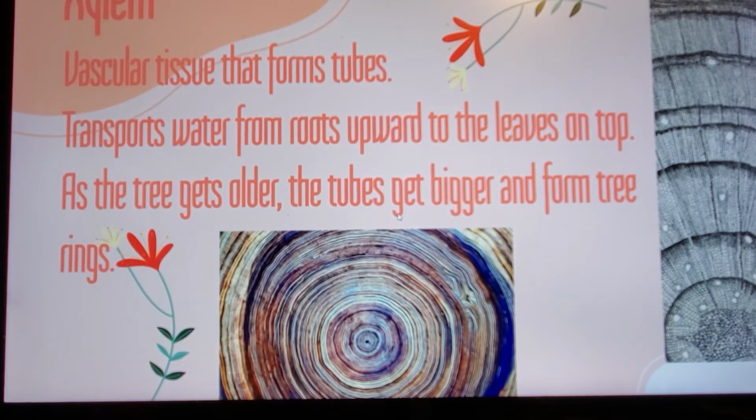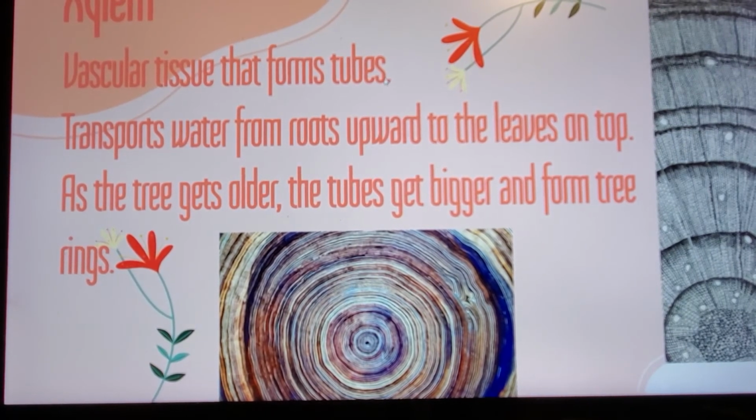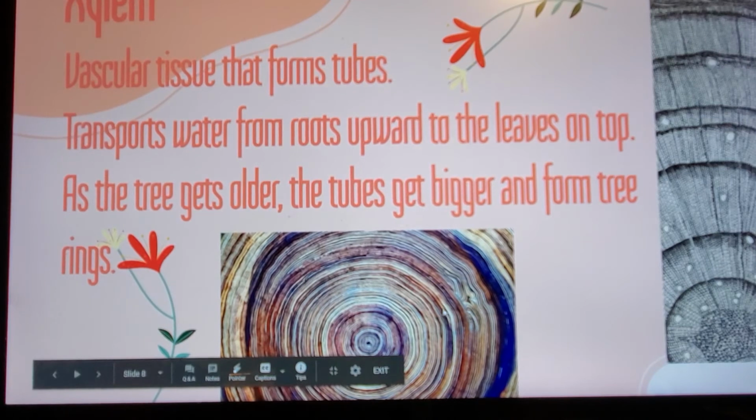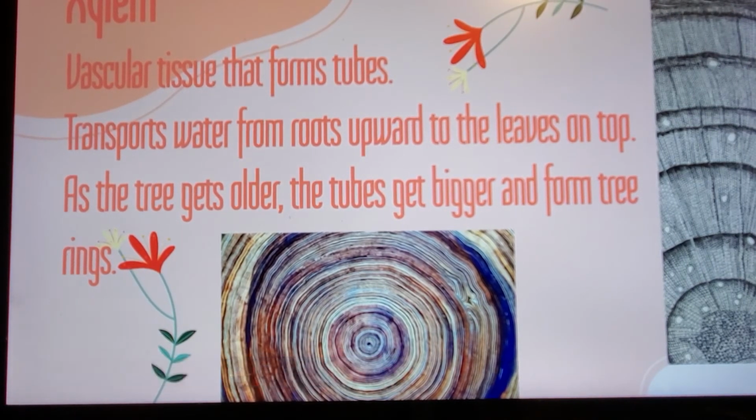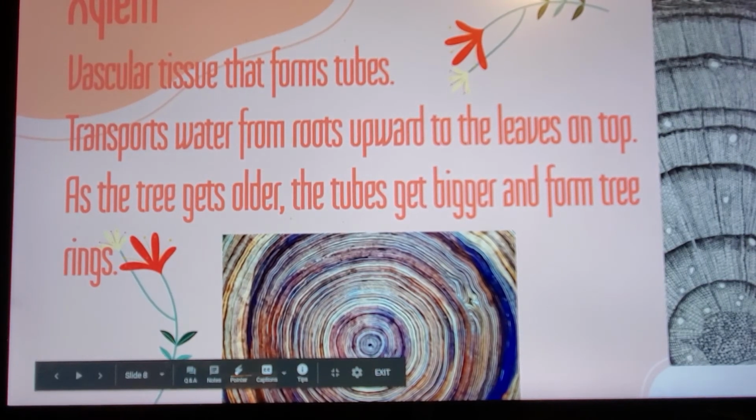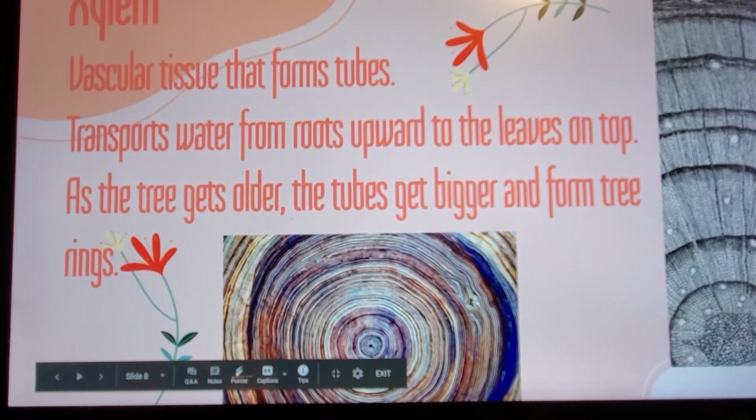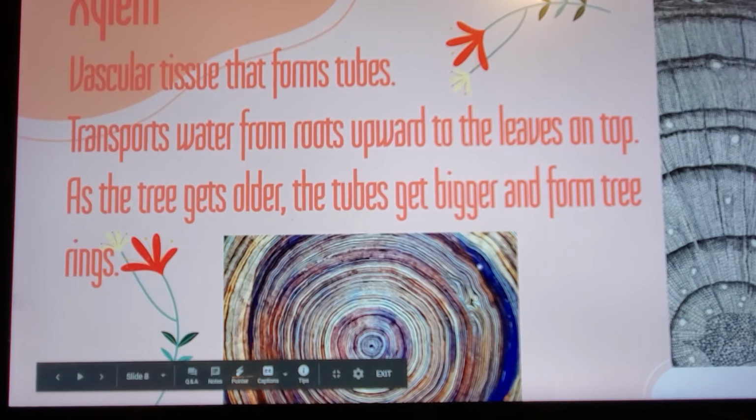So xylem, as we said, is vascular tissue that forms tubes and transports water up from the roots all the way to the top. But as the plant gets older, you actually form rings. So this was like year 1. Then year 2, it grows some more of them. Year 3, more of them. And this ends up making what we call tree rings.